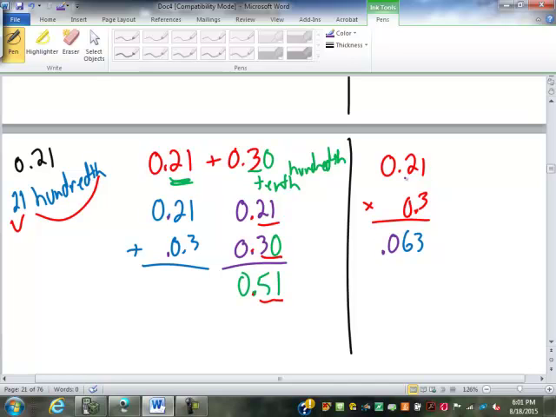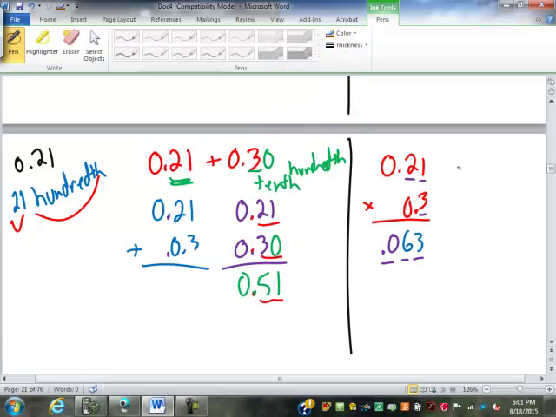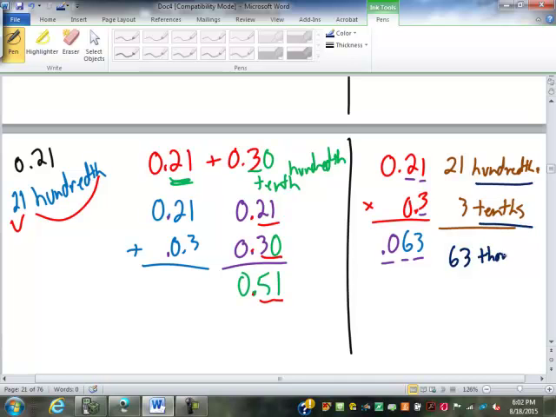Perfect. We were taught to count 1, 2, 3 decimal places in the problem, 1, 2, 3 decimal places in our answer. But again, why? Because that's what we were told, right? This is 21 hundredths, and this is 3 tenths. And when we multiply, we do combine the counts. 21 times 3 is 63, but we also combine the names. Hundredths times tenths is thousandths.